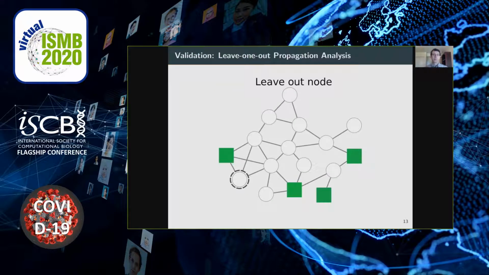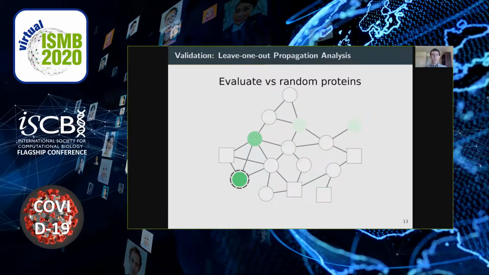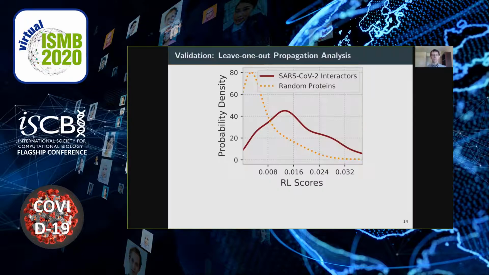So what we do is we leave out one of them, treating it as an unlabeled node, perform network propagation, and then store the left-out node's score as well as the scores of 1,000 other randomly selected nodes, and repeat this process for every human interactor of the virus.